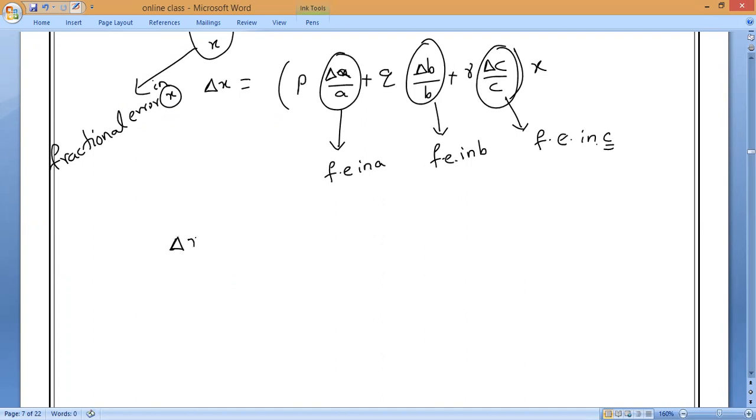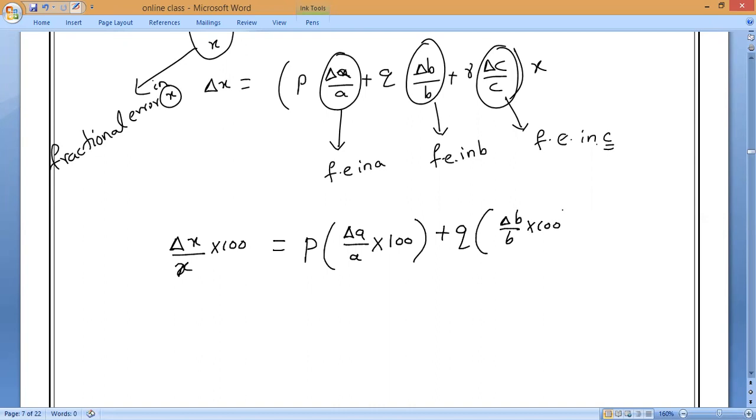Then you tell me, if I say delta x by x percentage error, what will come? Delta x by x into 100. I will write this as delta a by a into 100 plus q into delta b by b into 100 plus r into delta c by c into 100. Tell me now, this entire thing is called what? It is called percentage error.